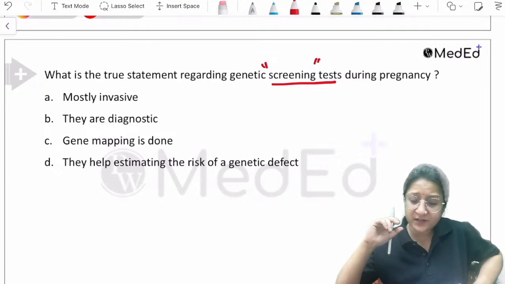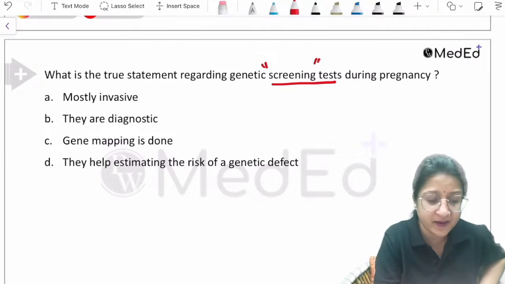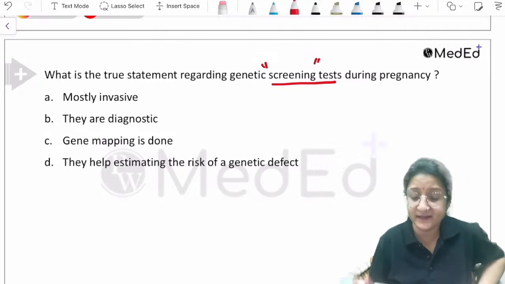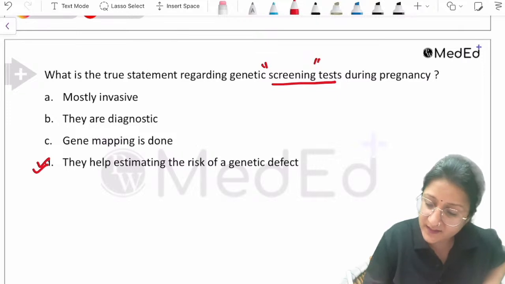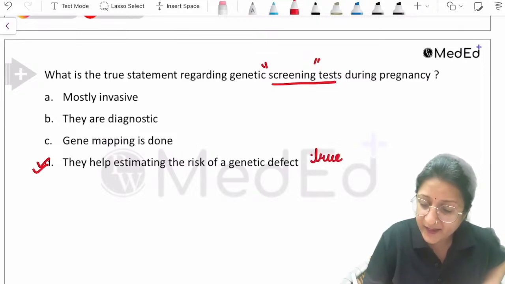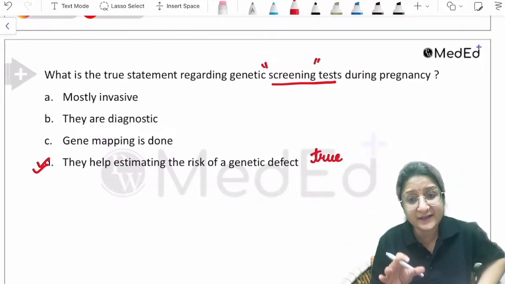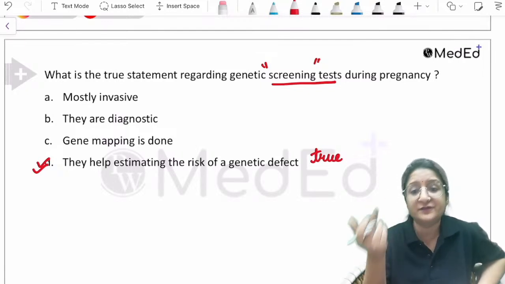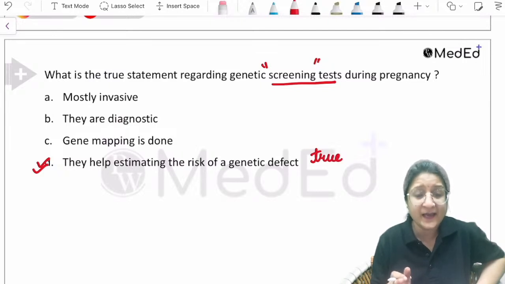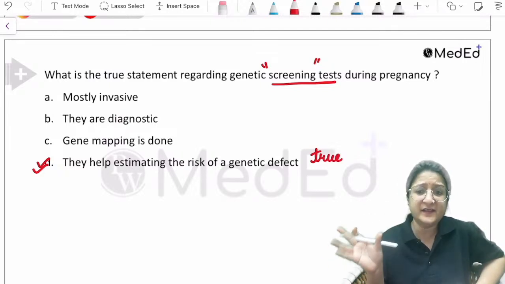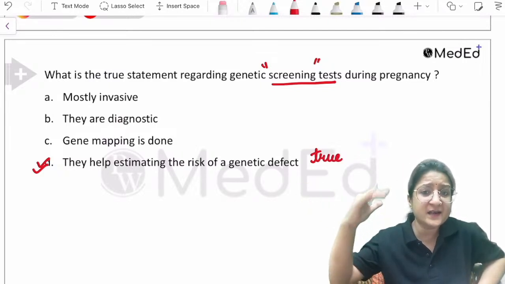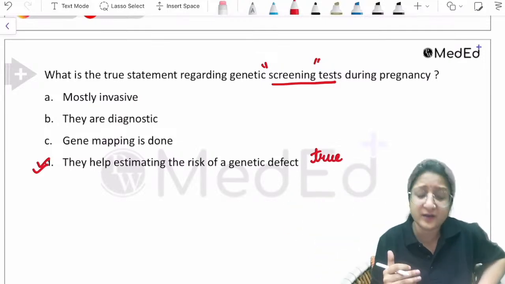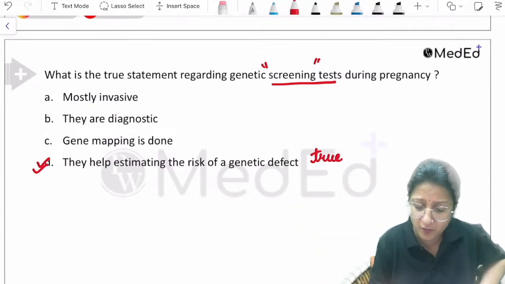So they help in estimating the risk of a genetic defect. Yes, very good. This is the only true statement. They are not invasive. They are screening tests. They are blood tests, right? They are not diagnostic because they have to be confirmed with invasive fetal testing, gene mapping, karyotyping, everything that is done on invasive fetal testing. Those are not part of the screening test. So this was a straightforward question.